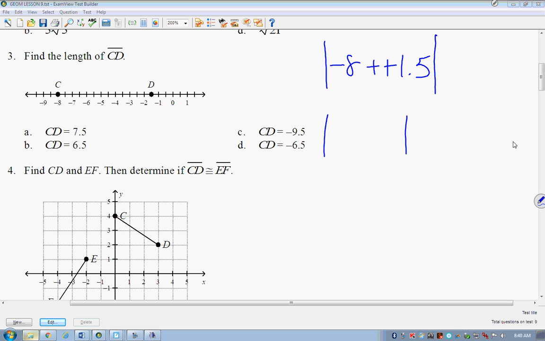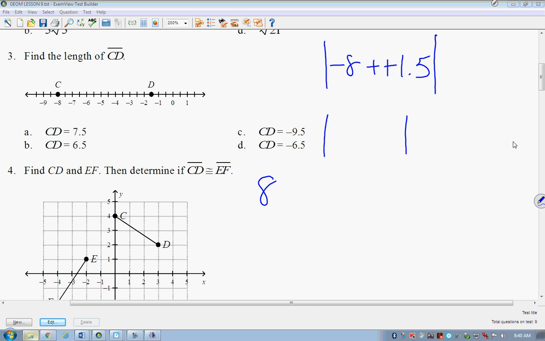I don't know if it was this class or another class where we talked about adding or subtracting. I think it was adding terms with different signs. Did we talk about that in this class? No. This would have been Algebra 1. So without getting out a calculator to do this, what we do whenever we're adding numbers of different signs is we take the number with the greater absolute value. Which number, -8 or 1.5, has the greater absolute value?